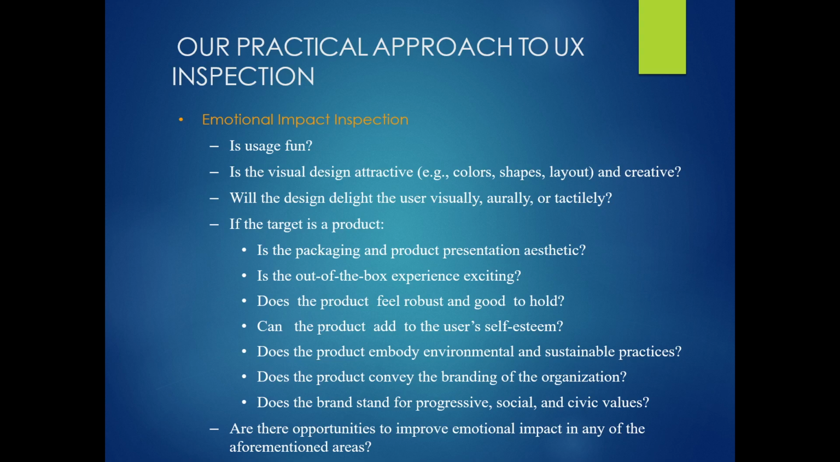So when I say visual design attractive, I'm looking at the colors, the shapes, the layouts, and seeing whether it is creative or not, to see if it suits the target product. And there are other questions also which are listed, which are very important. Most important, does the brand stand for progressive, social and civic values? So these are the few questions which are listed in front of you, asked during the emotional impact inspection.